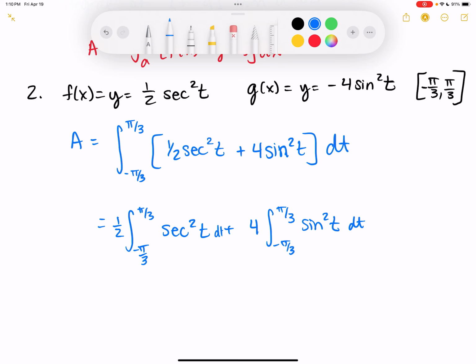What does the first one give me? So this is going to be 1/2 tangent of t from -pi/3 to pi/3. Any idea about the second one? Negative cosine squared.